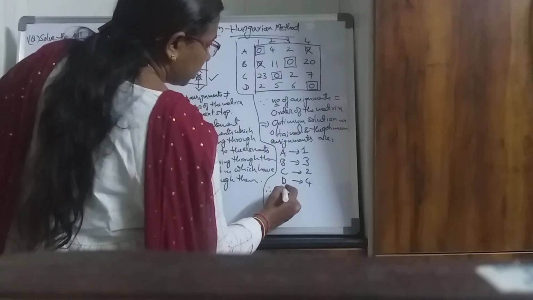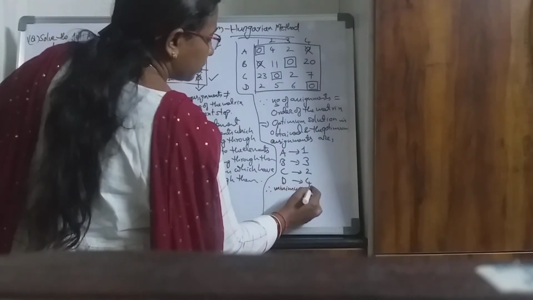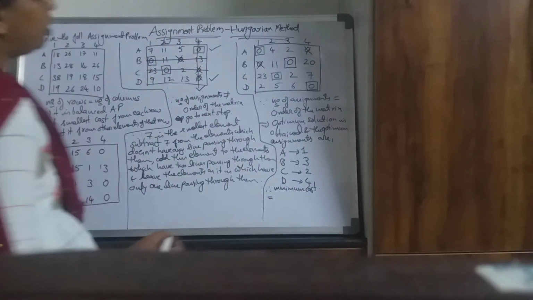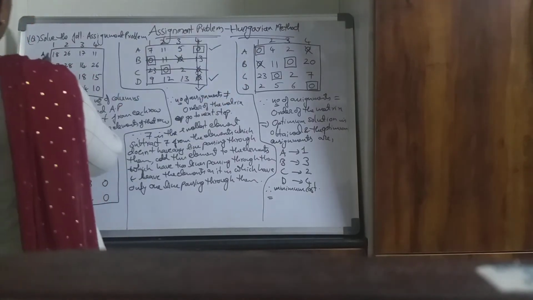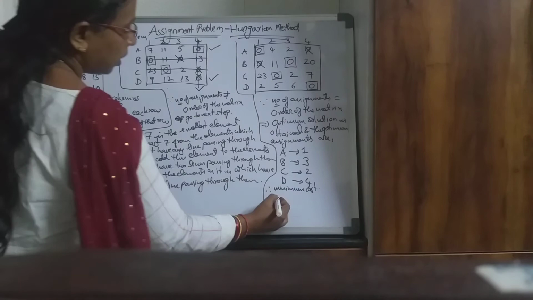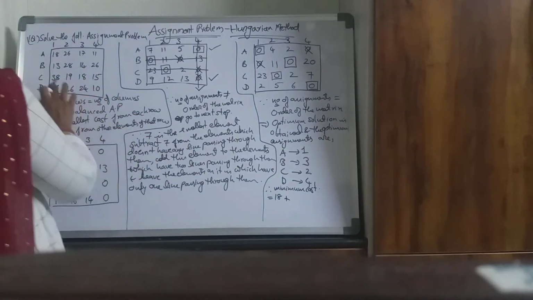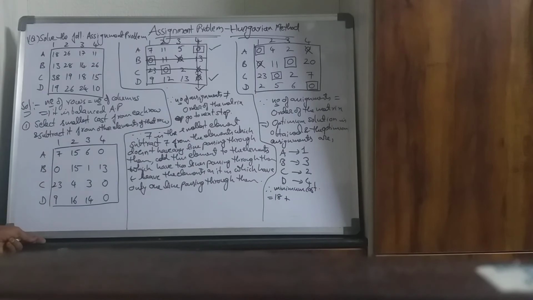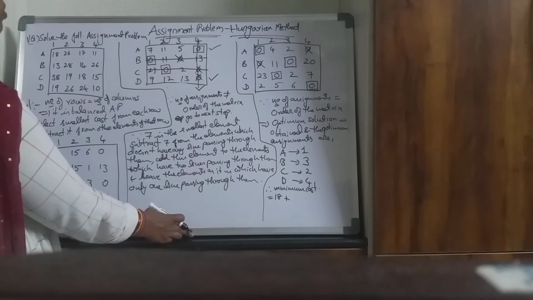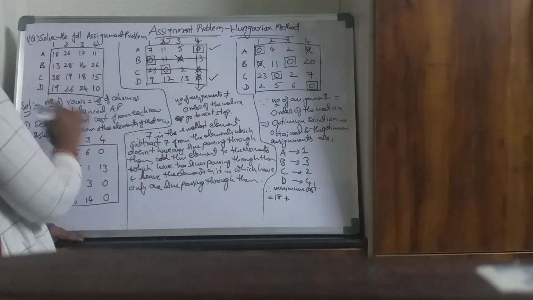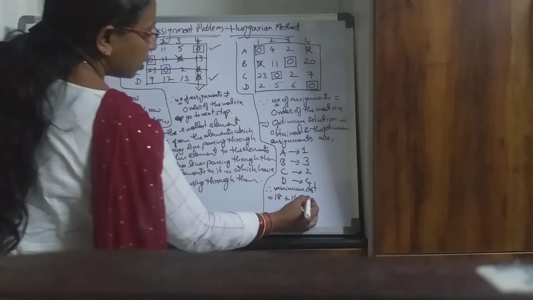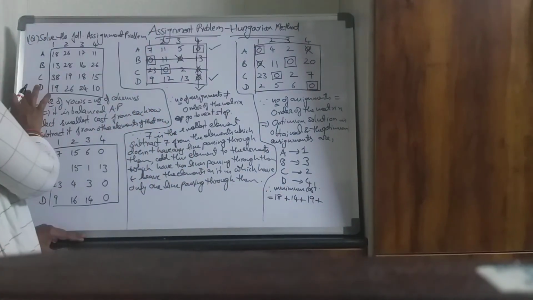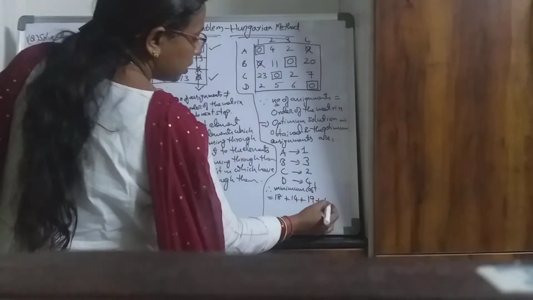Therefore minimum cost is equals to, what are all the cost values you have to just add those values. So A is doing first job, what is the cost over there? It is 18, plus B is doing third job, so how much? 14, so plus 14. C is doing second job, so 19, plus D is doing which job? Fourth job, that is 10.